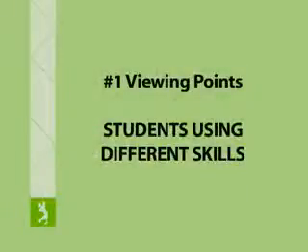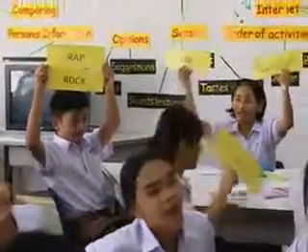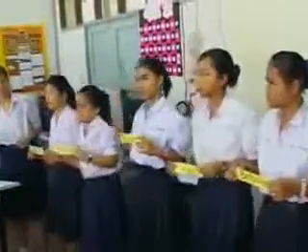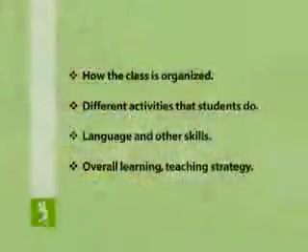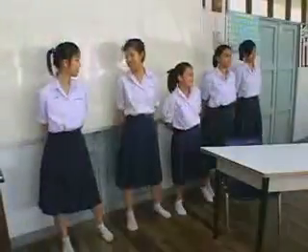Number 1. Viewing points for students using different skills. Video segment number 1. In this classroom, the students have chosen a popular song to work on and learn. Here they are demonstrating the results of their work. Look for how the class is organized, different activities that the students do, language and other skills that students are using, and an overall learning and teaching strategy.